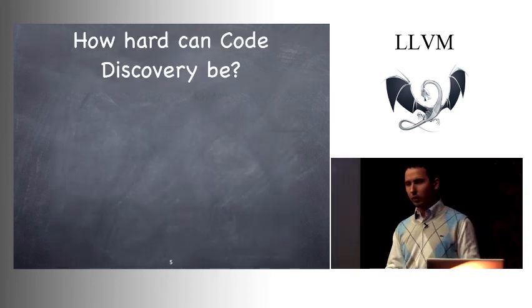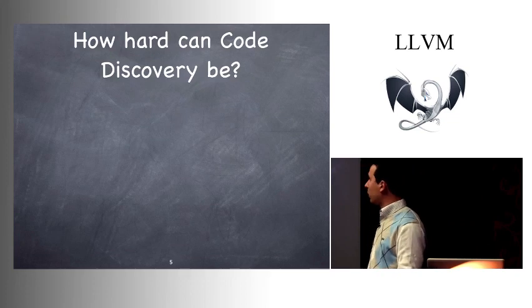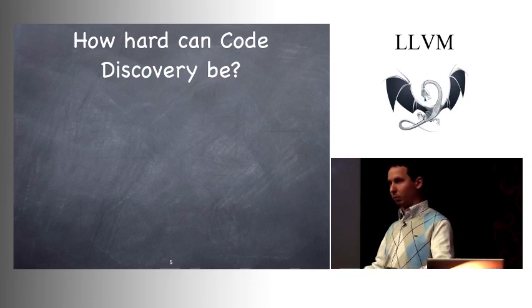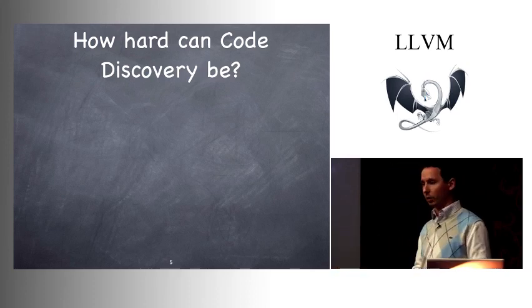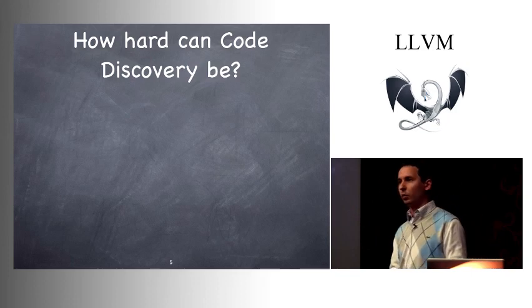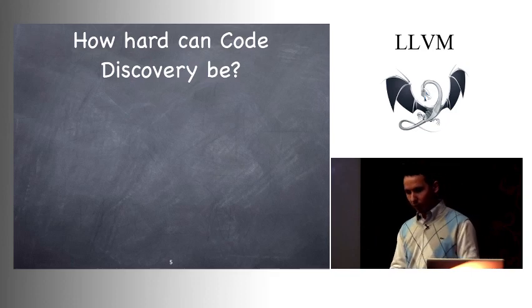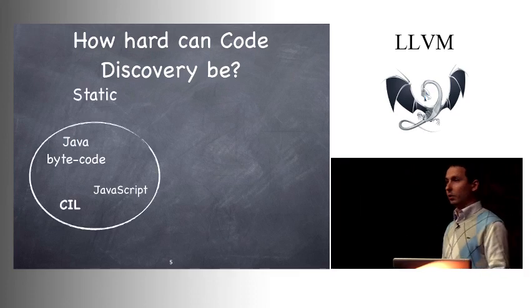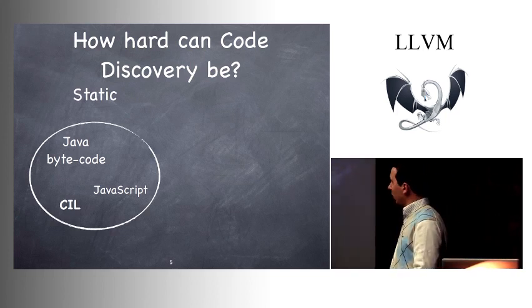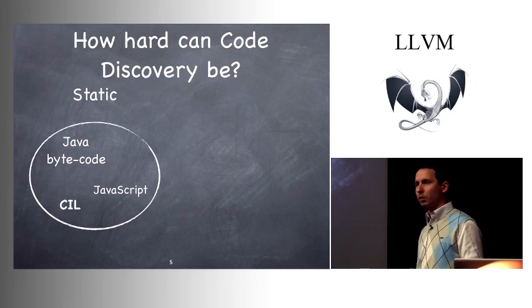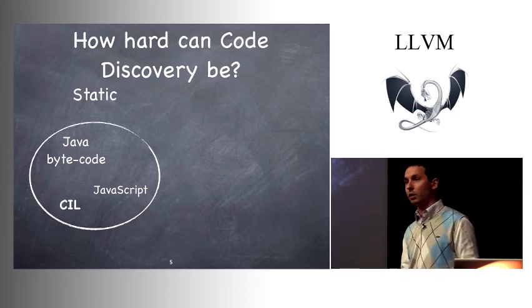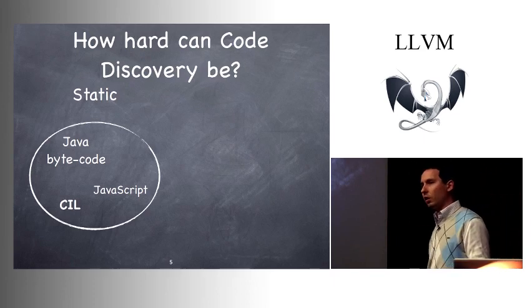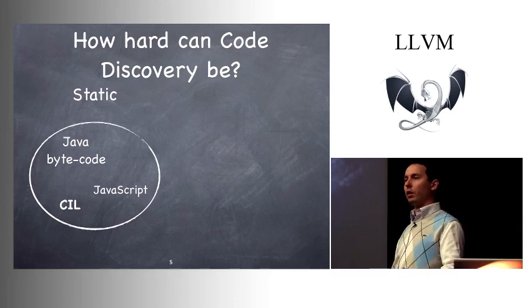Now you heard me talk about code discovery and profiling, and you may wonder by now, how hard can that be? Just output some code that does profiling, and you know what's going on. Well, it depends on which program representation you're working with. There are program representations where instructions can be easily separated from data, and that's virtually true of any kind of structured programming language such as Java, JavaScript, Common Intermediate Language, or Java bytecodes. For these program representations, you can even statically, ahead of time, precompile your target program.